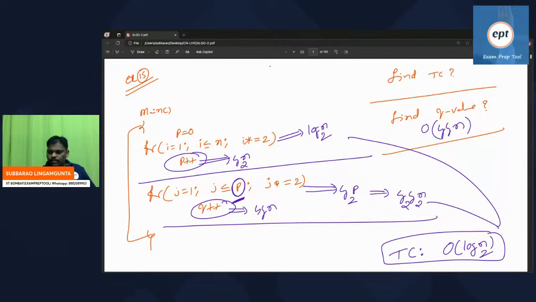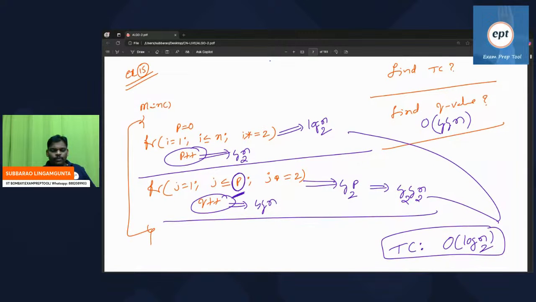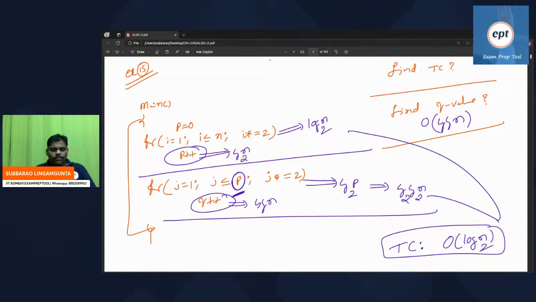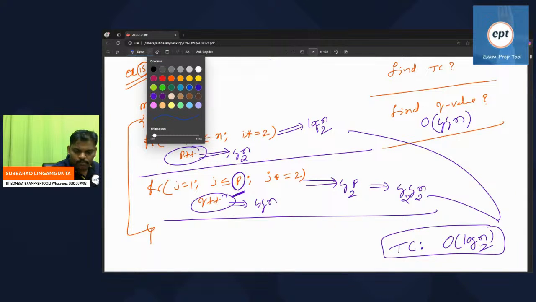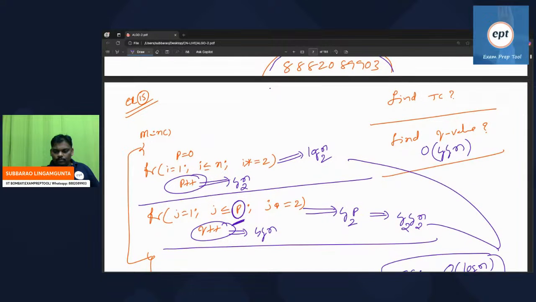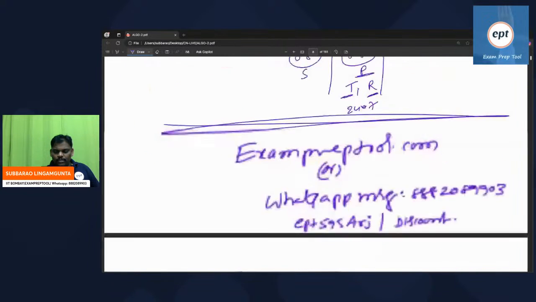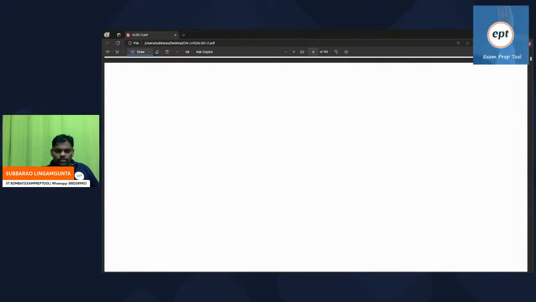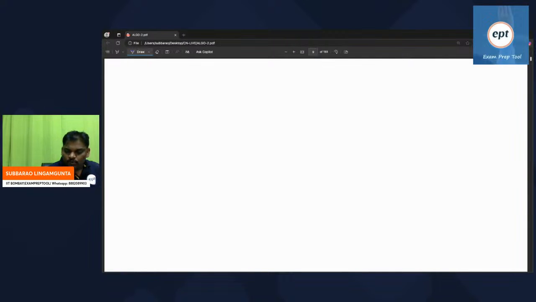Yeah, this is the place where we stopped yesterday. Totally we did 15 problems. With this, we finished the time complexity. Let's go for the next chapter.